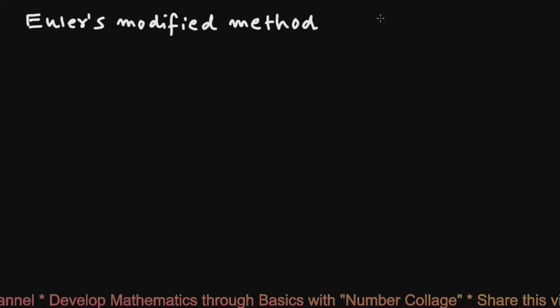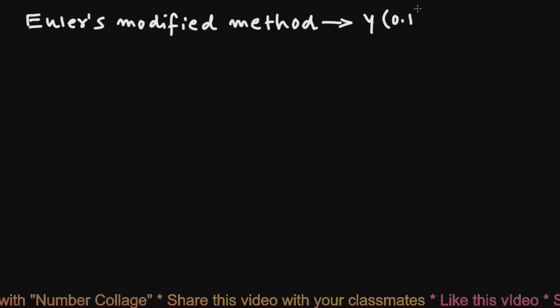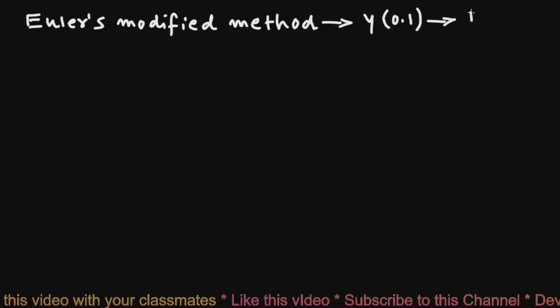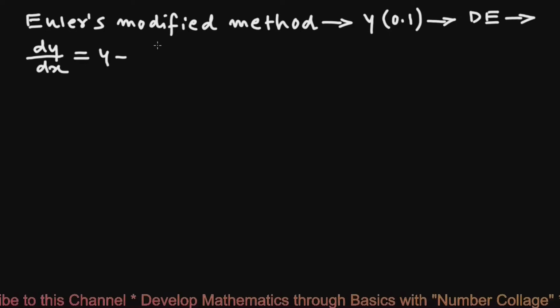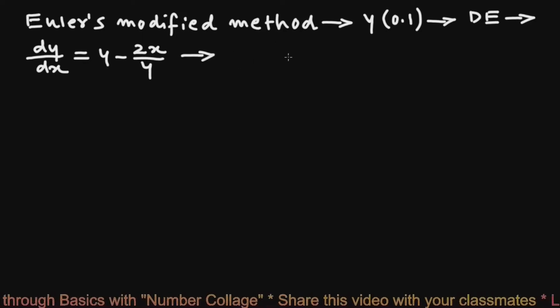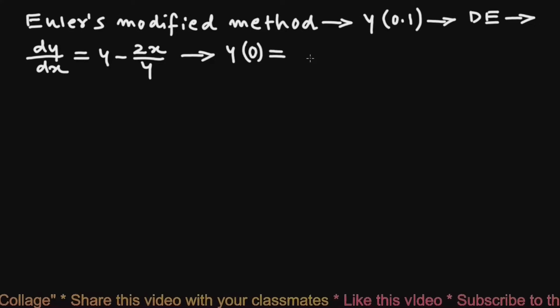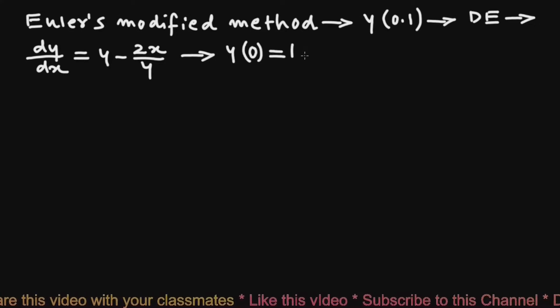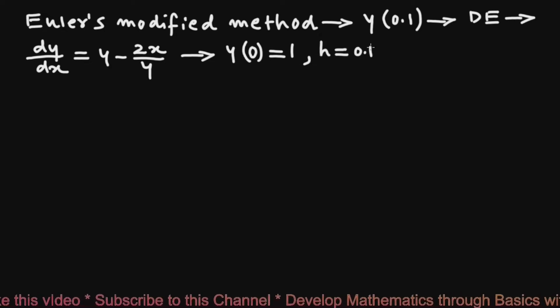We have to use Euler's modified method to find the value of y for x equals 0.1 from the differential equation dy/dx equals (y minus 2x) upon y. We are given that y when x equals 0 is 1 as the initial condition, and we have to take step size h equals 0.1.